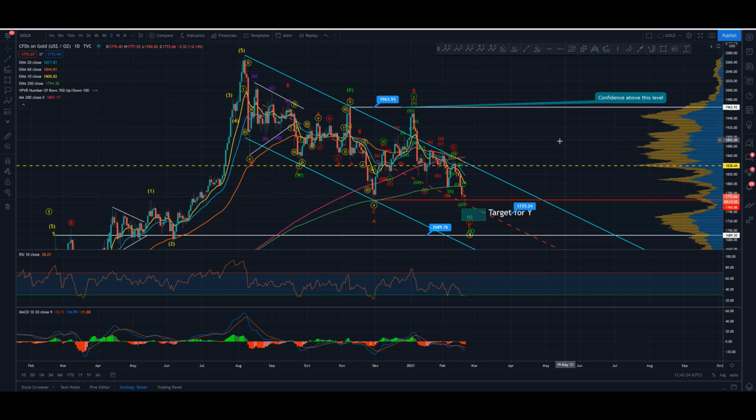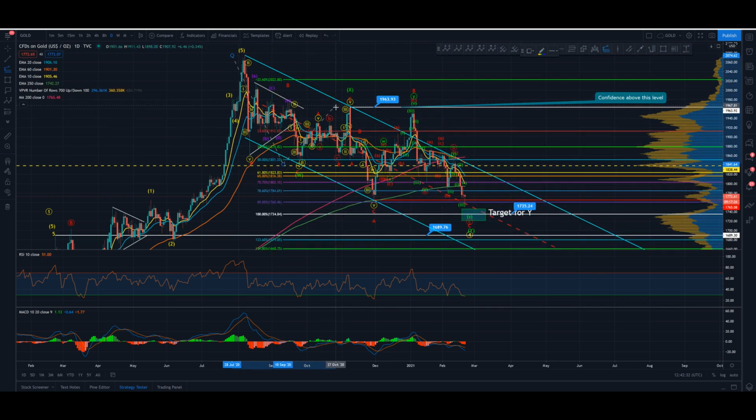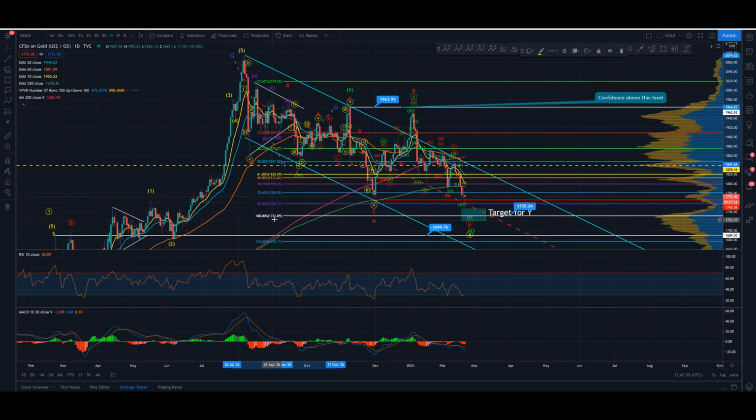How do I get this target for Y? Well, all I'm doing, same way we would using a flat correction or a zigzag, is taking the length of the W, sorry, and projecting it from the X. And that brings us to 100% parity at 1731.09.